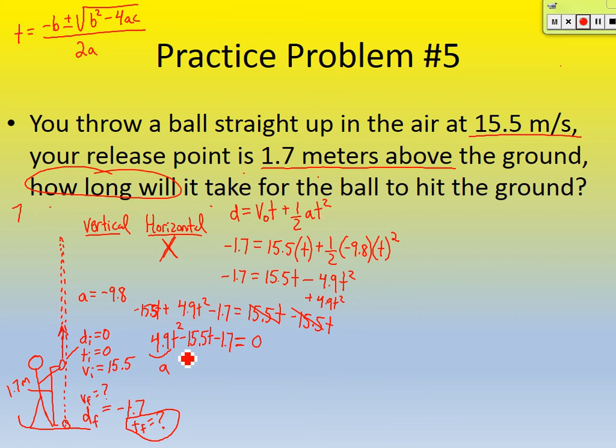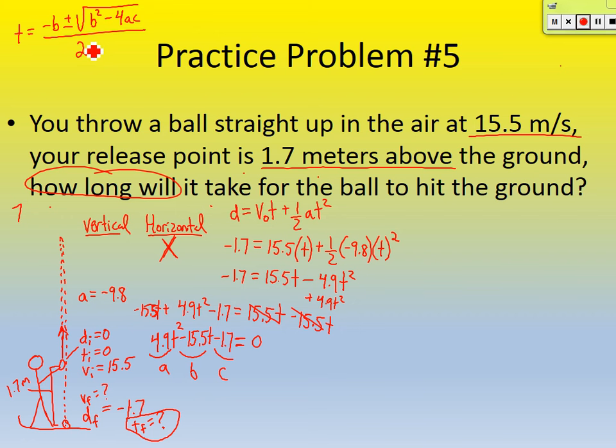The minus 15.5, the coefficient for this t term, is your b, and again that includes the minus sign here. And this minus 1.7 is your c value. So when we're plugging our variables into the quadratic formula, that's where we get the a, the b, and the c from. Okay, so let's go through and solve it using the quadratic formula.